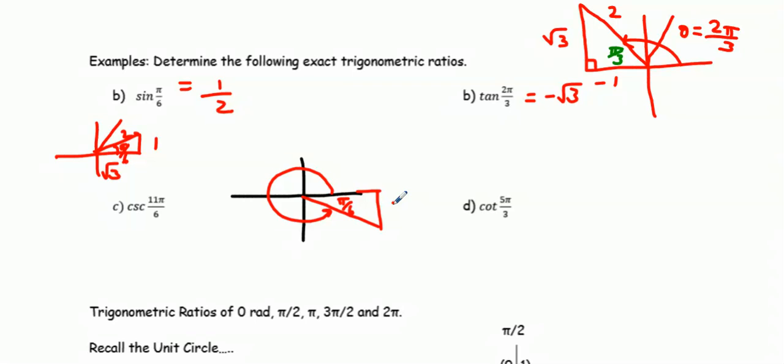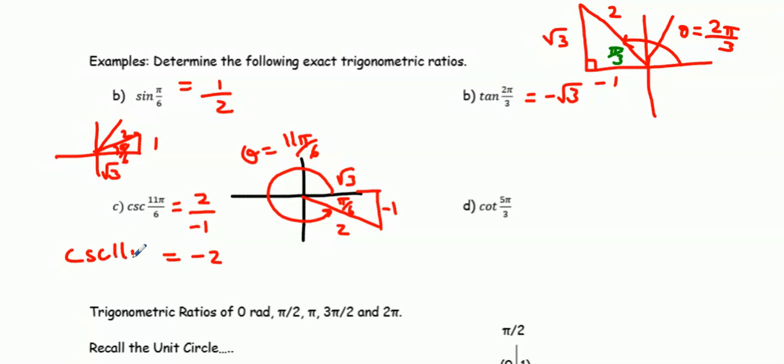Okay? So there, I've got pi by 6 here. Across from pi by 6, I've got negative 1. Adjacent to pi by 6, I've got root 3. And I've got 2 on my hypotenuse. So this is theta equals 11 pi by 6. Cosecant is related to sine. The sine is opposite over hypotenuse. And if I take the reciprocal of that, it's hypotenuse 2 over opposite, which is negative 1, which is just negative 2. Okay? Did you get that?